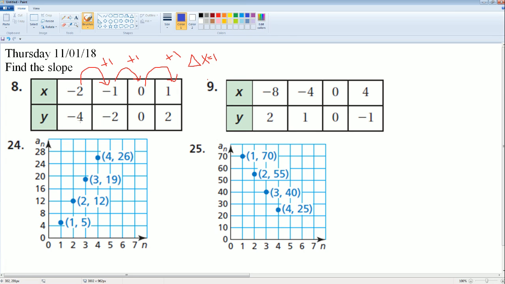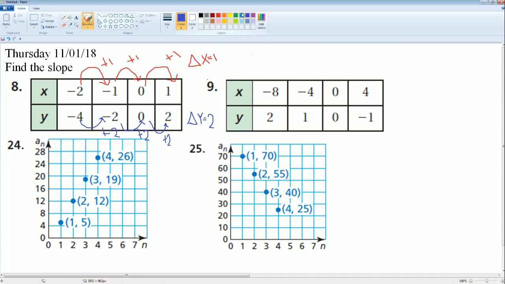Let's go here. How do you go from -4 to -2? You add 2. How do you go from -2 to 0? You add 2. How do you go from 0 to 2? You add 2. How does this change? Your delta y is going to be equal to 2.